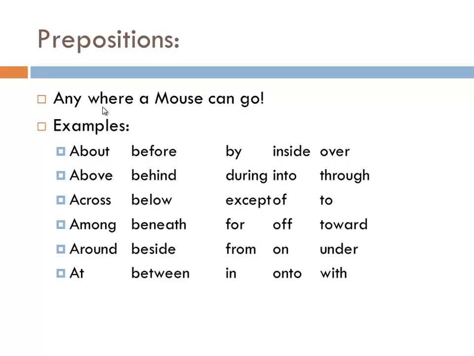Here are a few ideas for prepositions. Not only can you use the saying, anywhere a mouse can go, but you can also use the bee flew blank bottle. The bee flew about the bottle. The bee flew behind the bottle. The bee flew from the bottle. The bee flew with the bottle. There are many ways that you can figure out if it's a preposition.